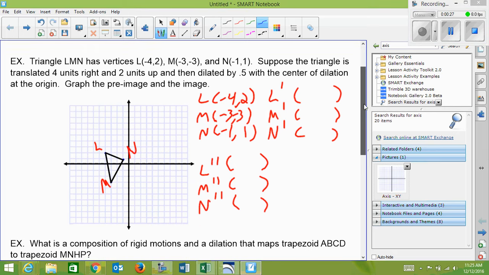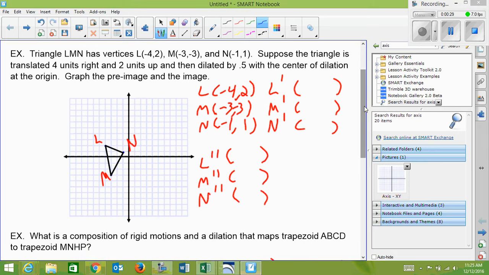So here's my example. Triangle LMN has vertices of (-4, 2), (-3, -1), and (1, 1), and I have graphed that already. Suppose the triangle is translated 4 units to the right and 2 units up, and then also dilated by 0.5, with the center of dilation at the origin. Graph the pre-image and the image.